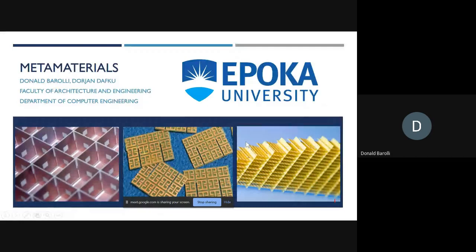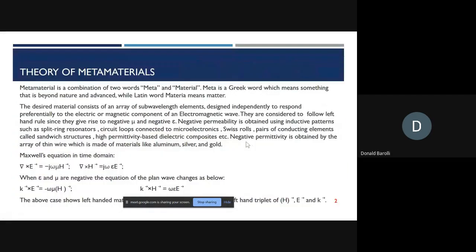Okay, so our project is about metamaterials. In the first slide, we have a rough explanation of theoretical and mathematical views of metamaterials. Metamaterials are a combination of two words, meta and materials. Meta comes from a Greek word which means something advanced, something that goes beyond nature. Material is a Latin word that means matter. Metamaterials have arrays of sub-wavelength elements that respond to the electric and magnetic component of electromagnetic waves.